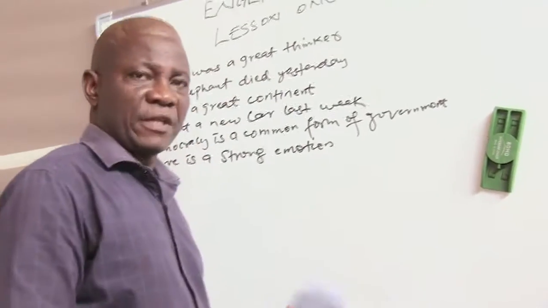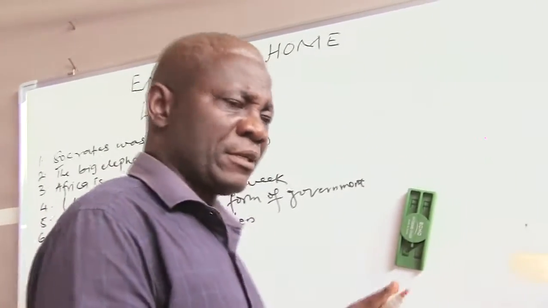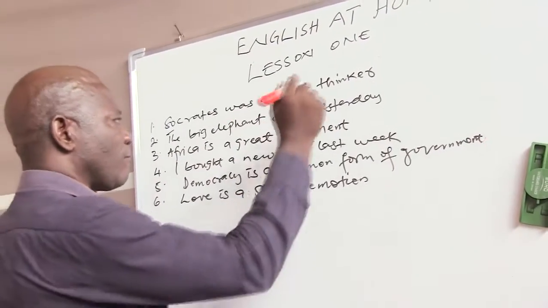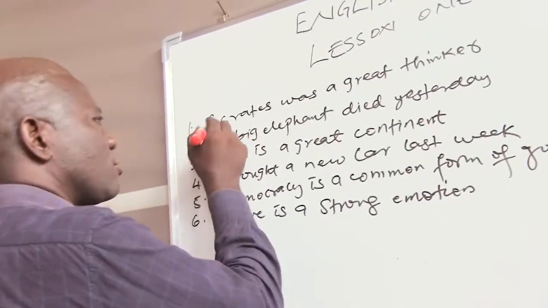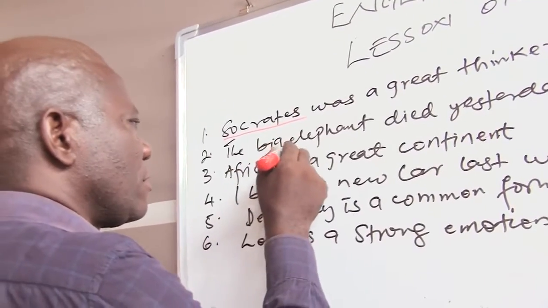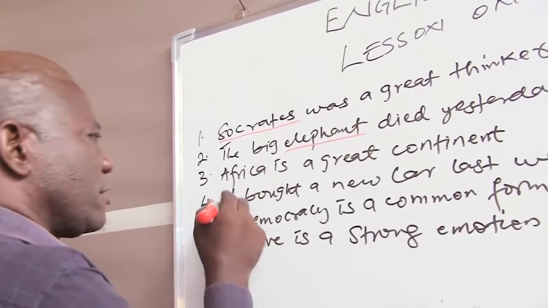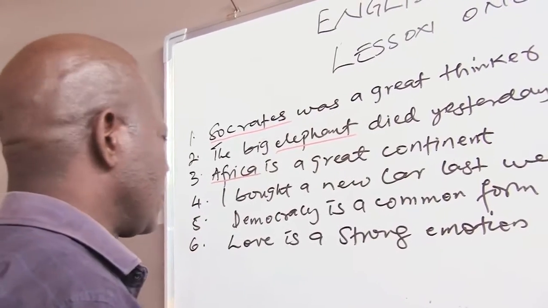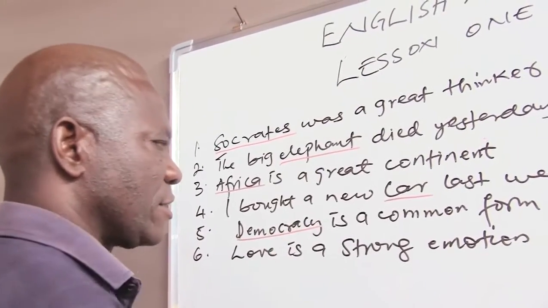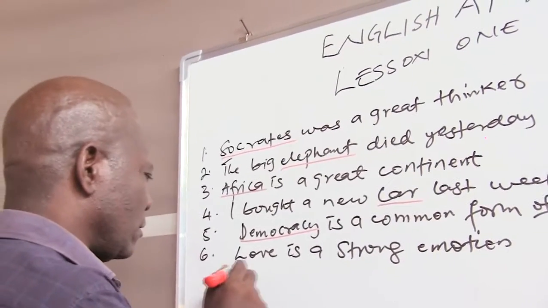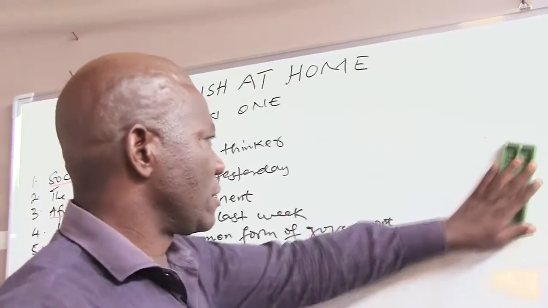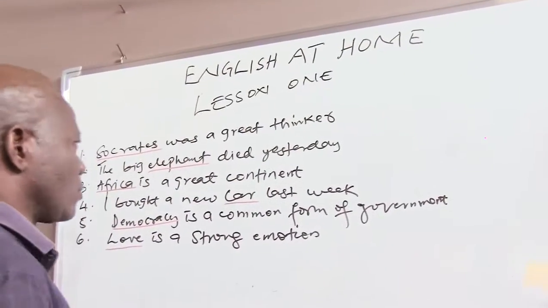Now look at these sentence examples. Remember our definition of the noun, that a noun is the name of a person, animal, place, thing, an idea or quality of mind. Okay, so we say Socrates was a great thinker. The big elephant died yesterday. Africa is a great continent. I bought a new car last week. Democracy is a common form of government. Then love is a strong emotion. Now look at how our sentence examples agree very well with our definition.